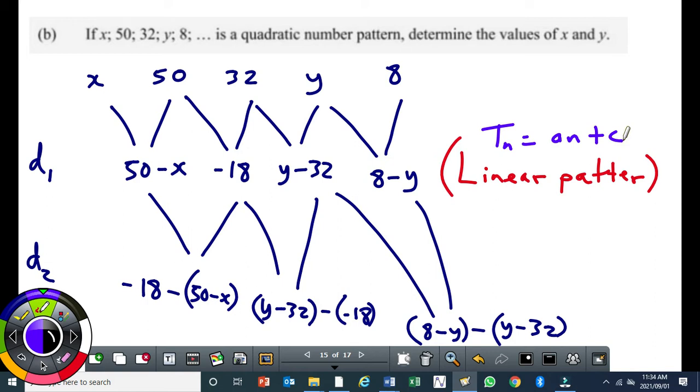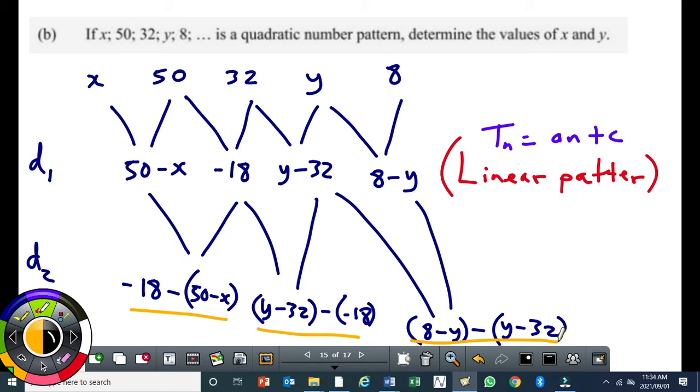So here, this expression is equivalent to that. It's also equivalent to this, because the second differences of a quadratic pattern are equal. So you can equate this to that. You can equate this to that. You can also equate the first expression to the third expression. They are all equal.